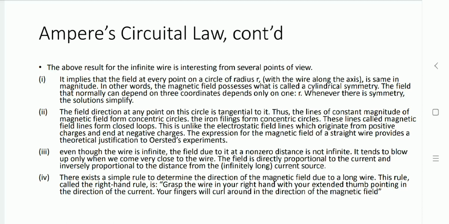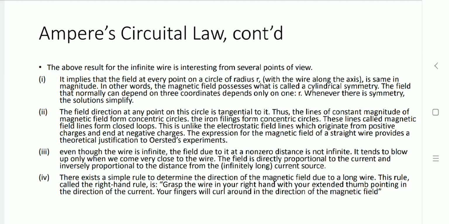Second point, the field direction at any point on the circle is tangential. So the lines of constant magnitude of magnetic field form concentric circles. At each point the field direction is tangential, so constant concentric circles are available, like iron filings forming concentric circles. It is called magnetic field lines forming closed loops.